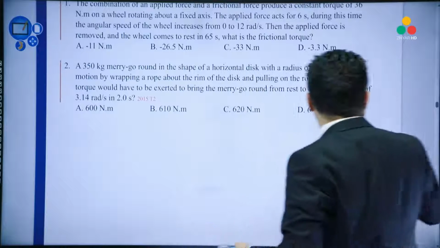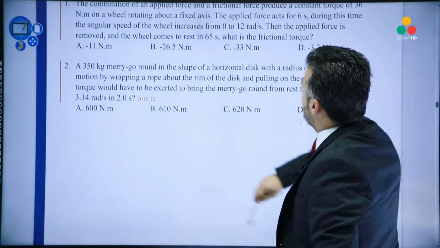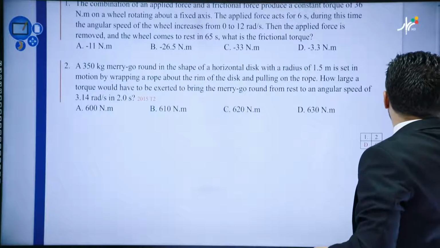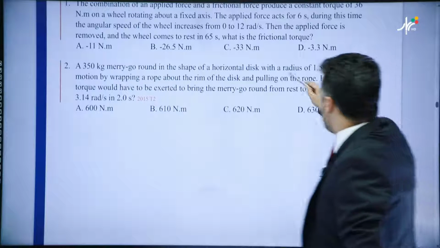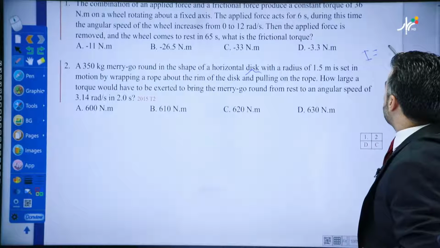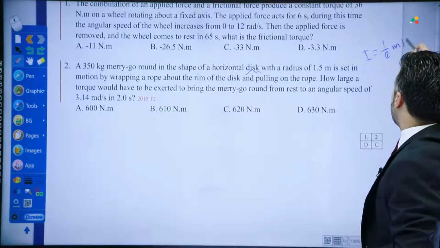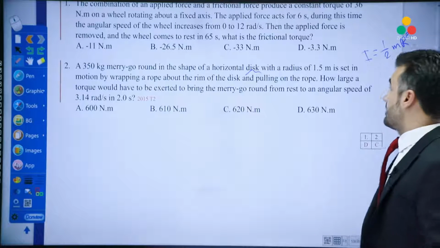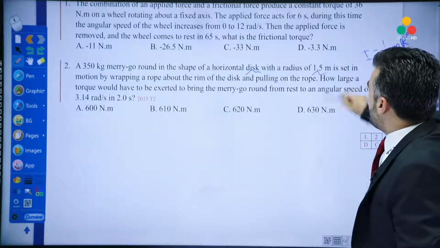Remember, whenever you see a disc, and of course there is a merry-go-round, that means there is rotation. Whenever there's rotation and there is a disk shape, remember you have moment of inertia, and of course for a disk, that is 1 over 2 mr squared. Don't forget this. All right, this says the radius is 1.5.